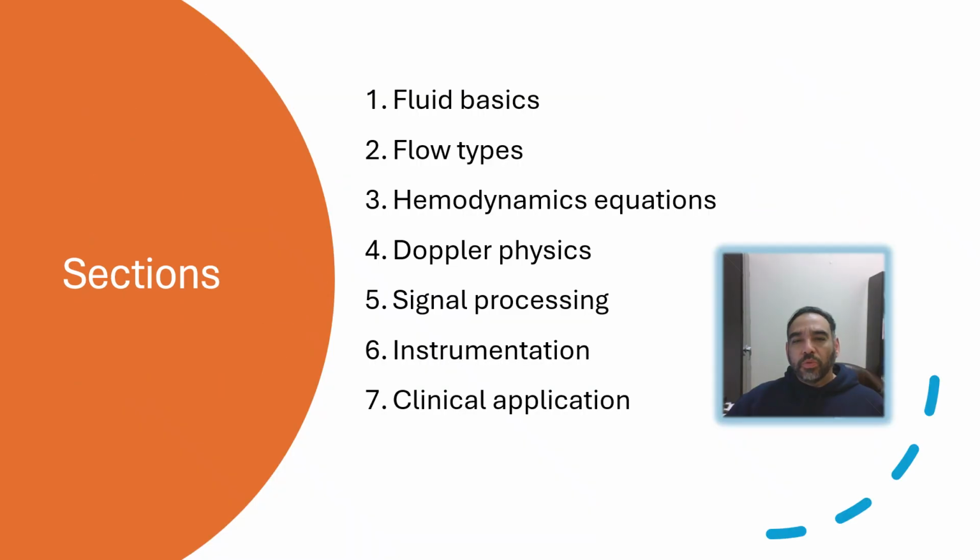And now that we've worked through hemodynamic equations, let's step back and look at the full progression of phases. We began with fluid basics, building an understanding of what blood is and what allows it to move. Then we examined flow types, identifying the different patterns blood can take within a vessel. After that, we moved into hemodynamics, where physics explained those patterns, connecting pressure, resistance, radius, and flow mathematically. Today we transition into Doppler physics, or Doppler fundamentals.